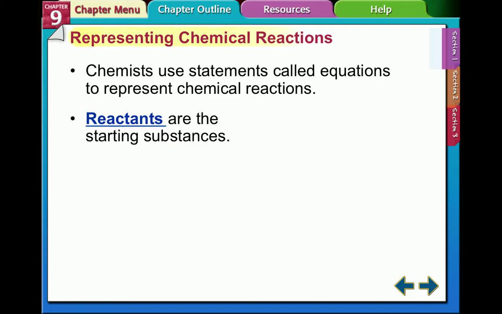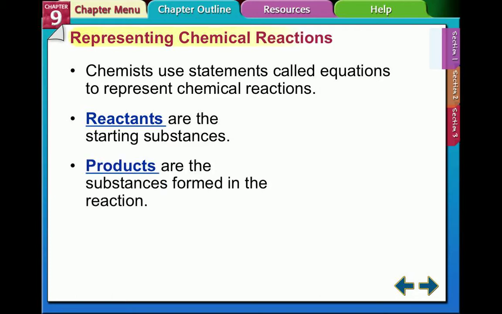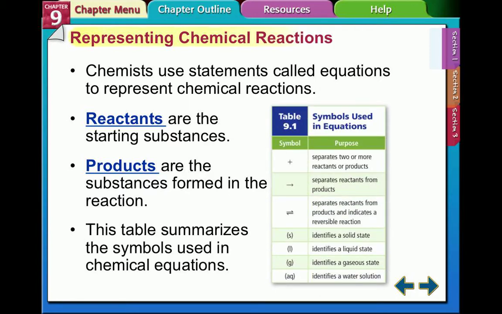Okay? So the reactants are always the starting substances of a chemical reaction, and usually they are on the left-hand side of the equal sign. Products, on the other hand, are the things that are formed during the chemical reaction, okay, which are usually on the right-hand side of the equal sign. Okay, this table, which is also in your book, summarizes the symbols that you're going to need to know and understand when we write chemical reactions.